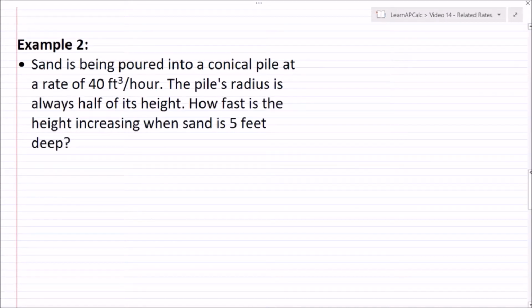Alright, so let's look at the second example. Sand is being poured into a conical pile at a rate of 40 feet cubed per hour. The pile's radius is always half of its height. How fast is the height increasing when the sand is 5 feet deep? So here I'll draw my picture. I have sand being poured into my pile, which in this case is coming out to a perfect cone of radius r and height h.